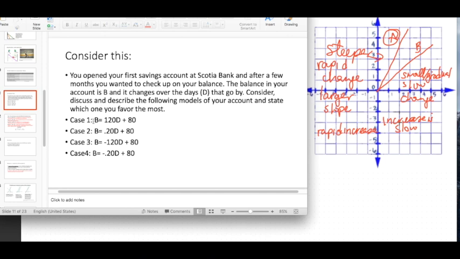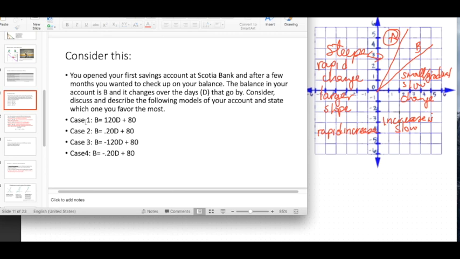So we have case 1 where B is equal to 120D plus 80. We have case 2 where B is equal to 0.20D plus 80. Case 3, B is equal to negative 120D plus 80. And case 4 where B is equal to negative 0.2D plus 80.